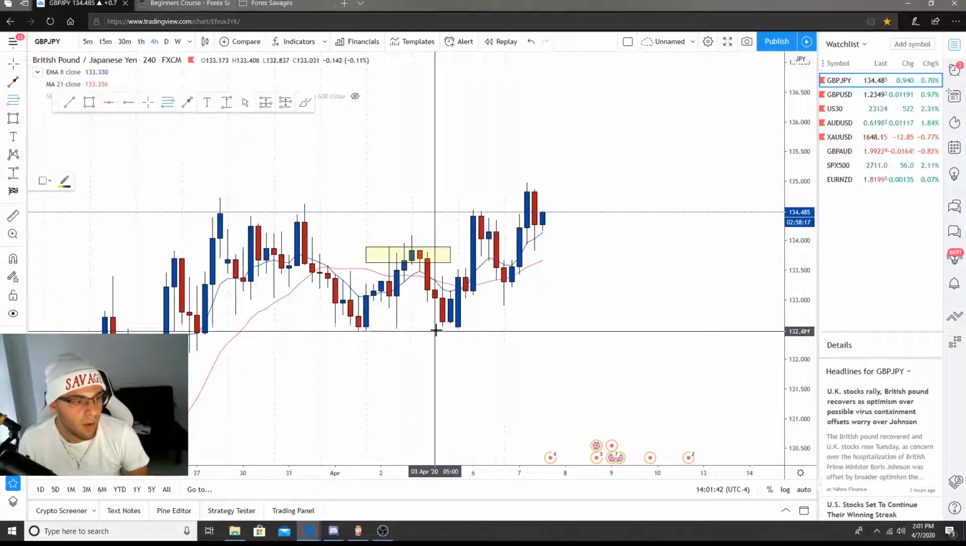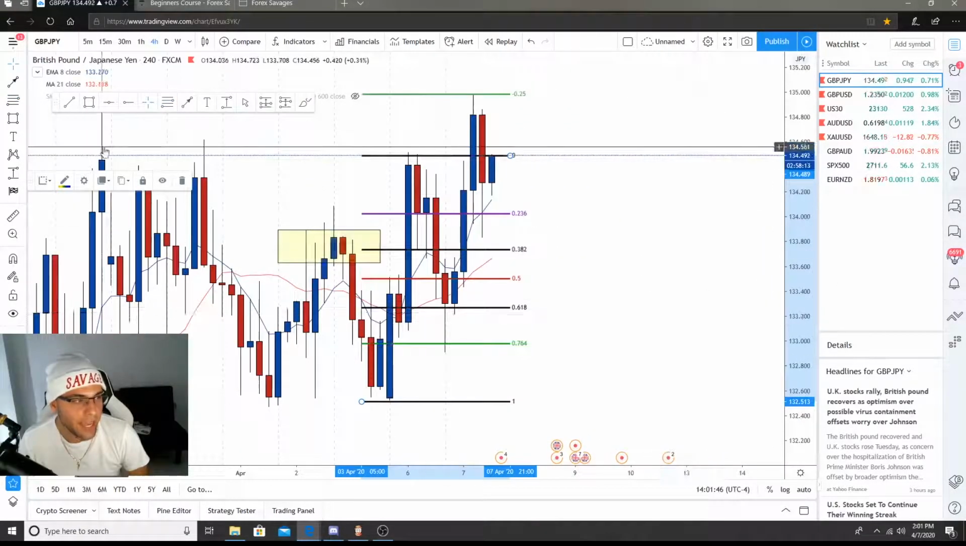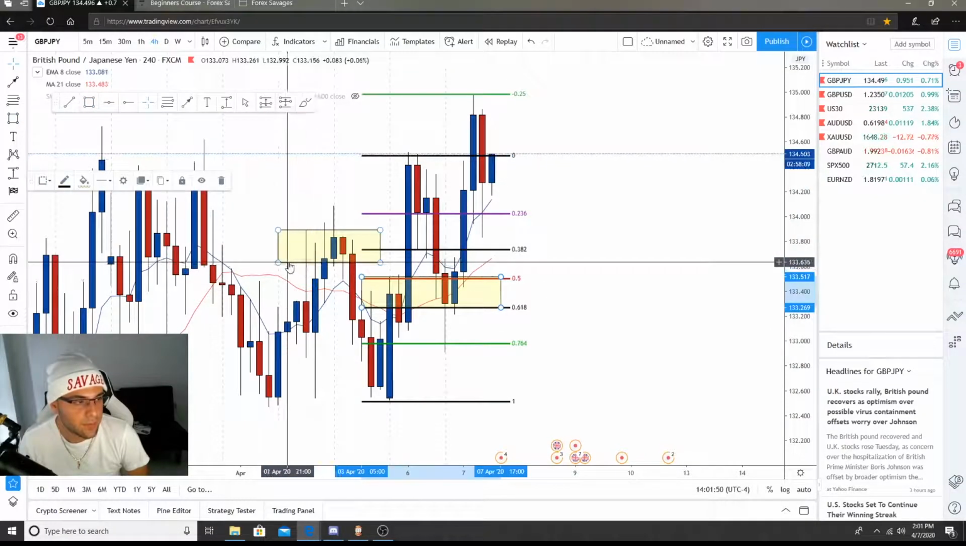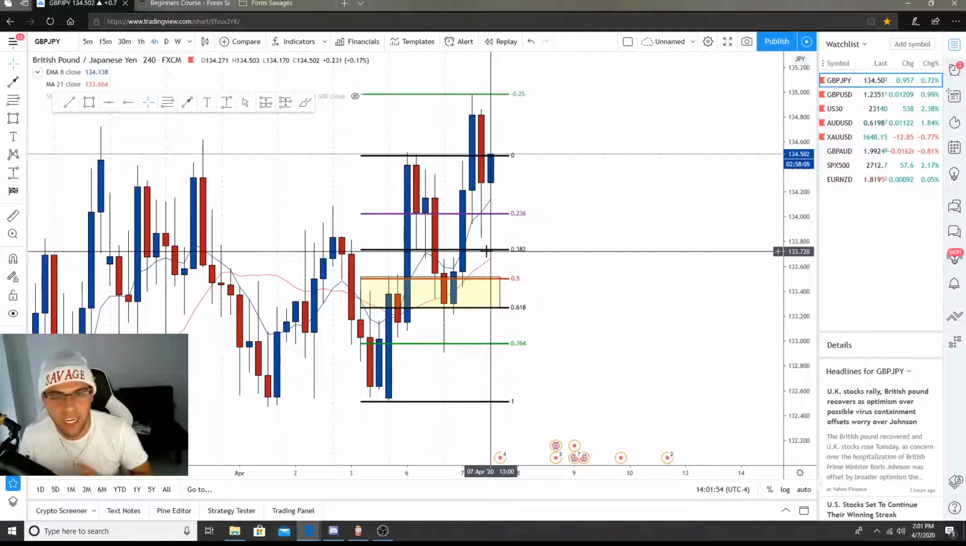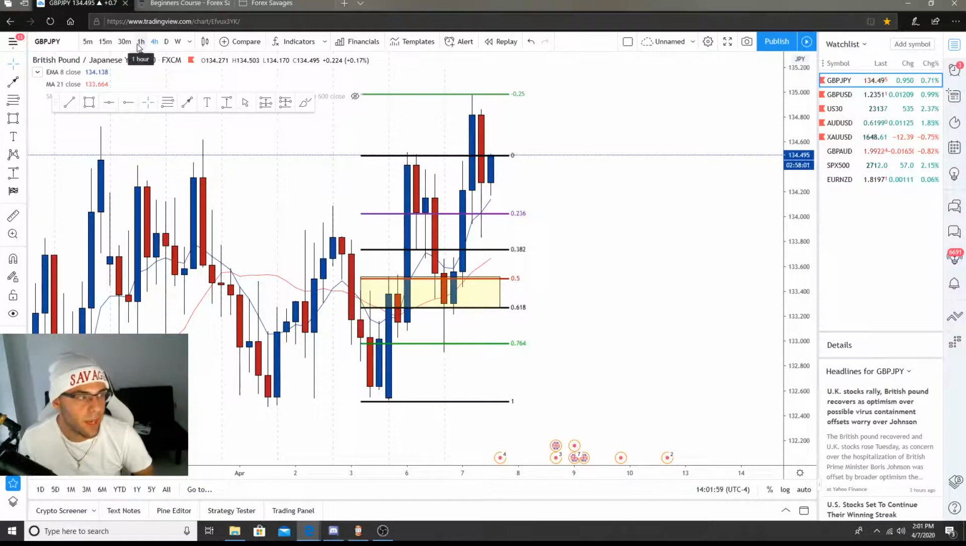So I ran my Fibonacci from here to here, and I highlighted my golden zone right here to right here, because at this moment GJ is very bullish. So I'm looking for entries on my smaller time frames.